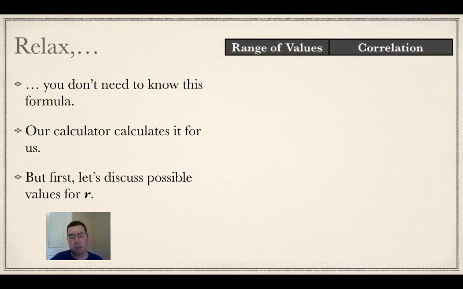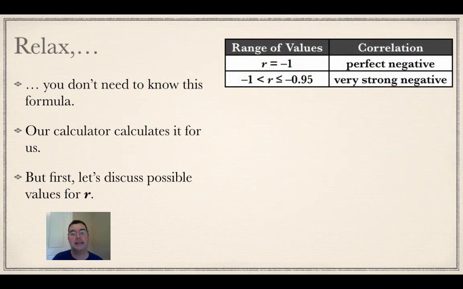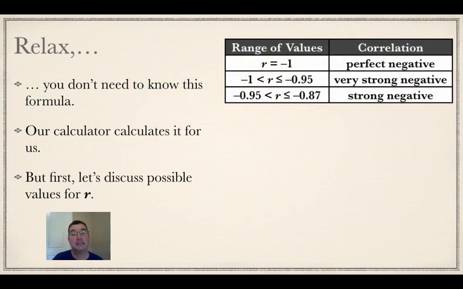So the very lowest value that R can take on is -1, and if it does take on a value of -1, we call that a perfect negative correlation, meaning that all of the dots line up perfectly on a line that has a negative slope. All right. Now, if your R value is a little bit bigger than -1, and somewhere between that and -0.95, we call that a very strong negative correlation. Because it's still a negative number, it's a negative correlation.